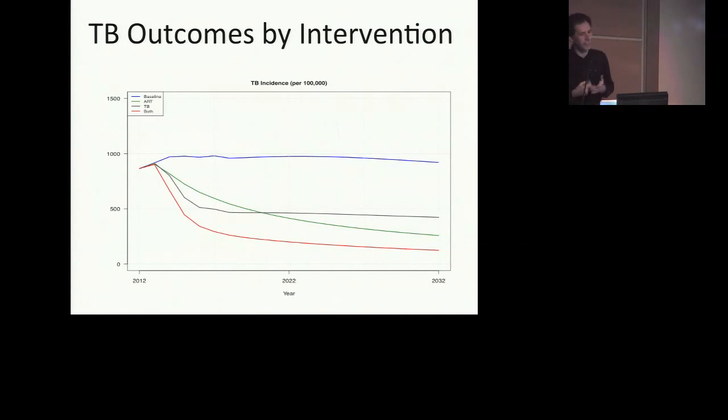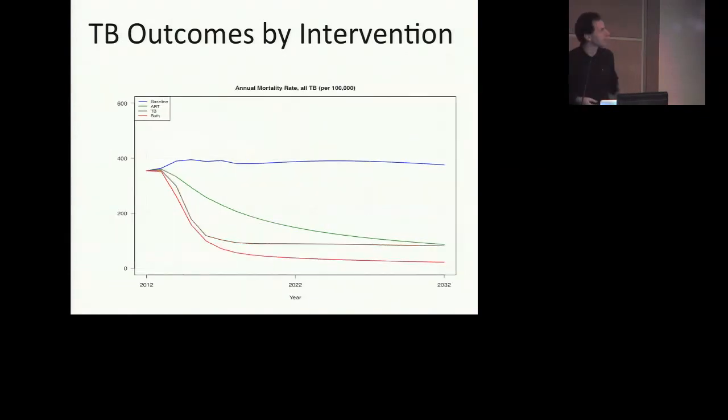if everything is left to evolve as it currently does. However, we can intervene both on the tuberculosis side as well as on the HIV side. So those are the green and the black lines respectively. So you can see that tuberculosis interventions do a lot of good early on, and then they kind of plateau, whereas the HIV interventions keep decreasing the incidence more and more over time. And then if you do both of these things, then of course you get the biggest effect.